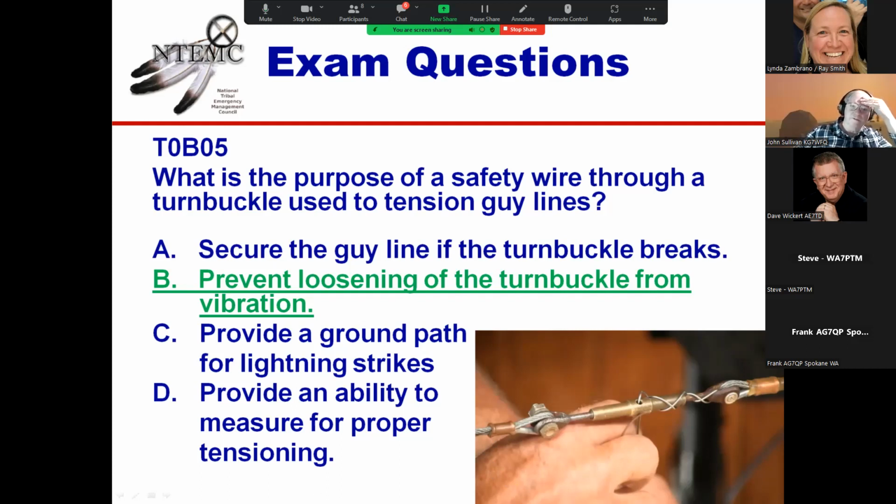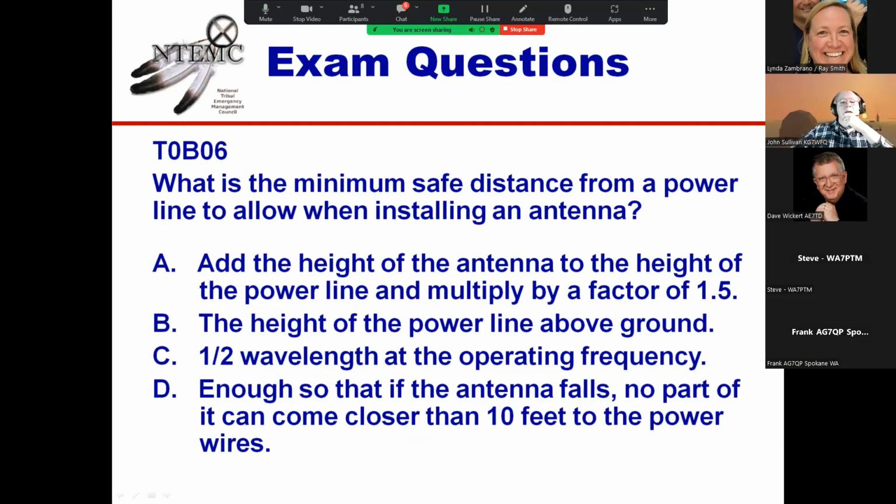All right, let's see if I can get my next slide up here. There we go. What is the minimum safe distance from a power line to allow when installing an antenna? So you've got an overhead power line, you're going to put an antenna up. How far away do you really need to have that antenna? There are a lot of answers here that look like, gee, that might make some sense. Just take them in a different order.